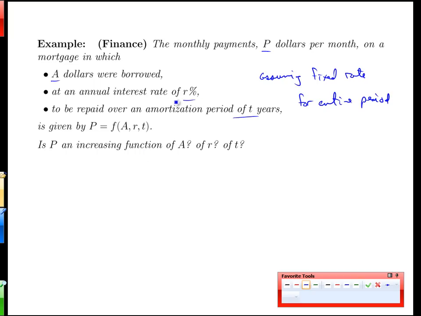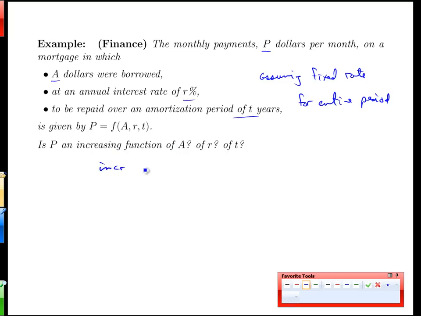We could potentially talk about interest rates changing over time, and then you'd have a whole host of variables. What's the interest rate a year from now, 2 years from now? For now, let's focus on the kinds of comments we can say about this relationship, that our monthly payments depend on our amount borrowed, the interest rate, and the amortization period. Can we identify some simple relationships between the monthly payment and these variables?